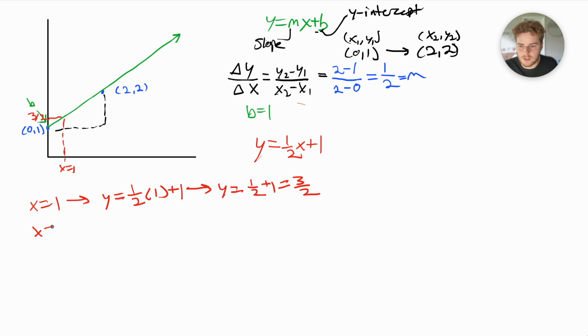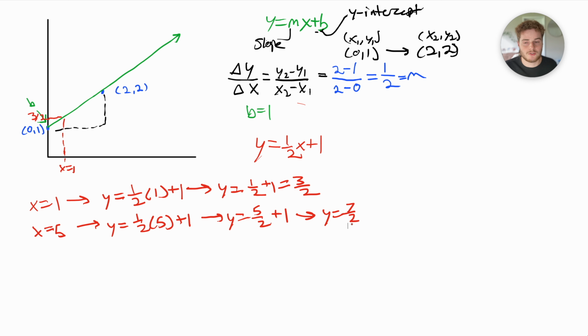Let's say x equals something larger, maybe like 5. Let's put that into the equation. Substitute it for x. And that's going to be y equals 5/2 plus 1, which goes to y equals 7/2. That would also be 3.5.